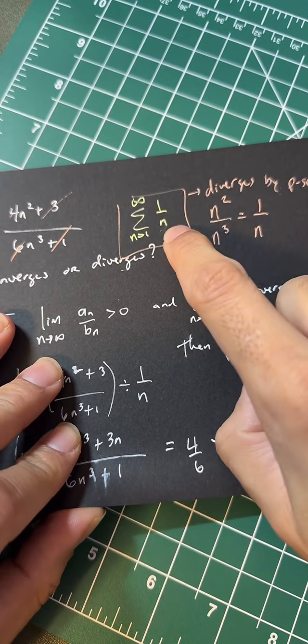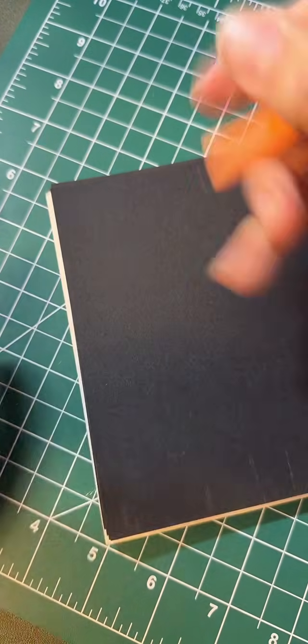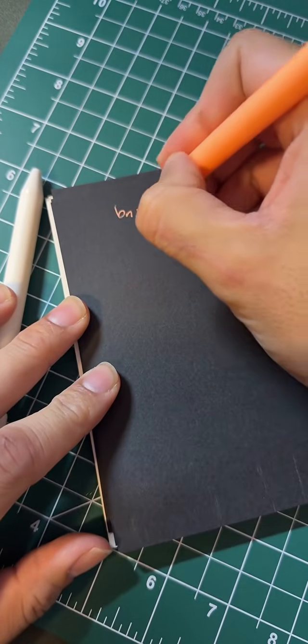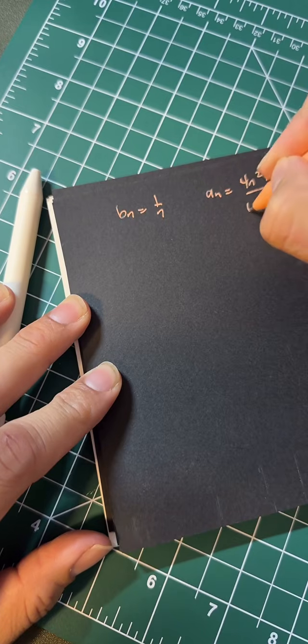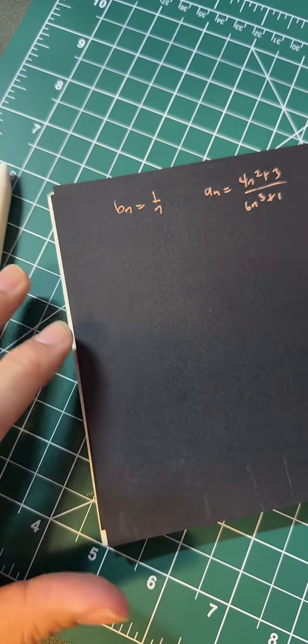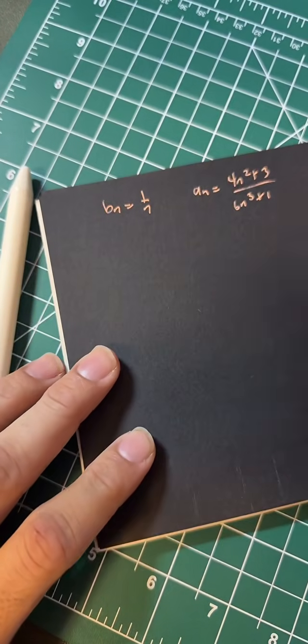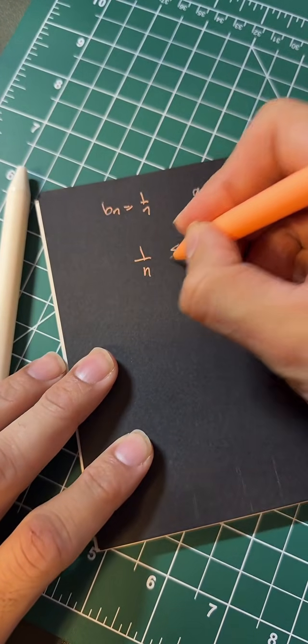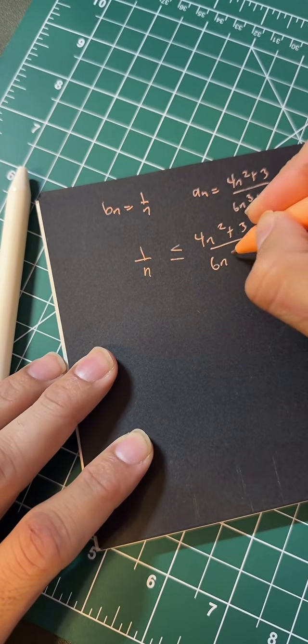So this is the one that we want to compare it to. Now, this diverges. Don't forget, our b sub n was 1 over n, and our a sub n was (4n squared plus 3) over (6n cubed plus 1). After this, guys, we're going back to integrals, okay? Because the series diverges, we need this to be less than or equal to this one.